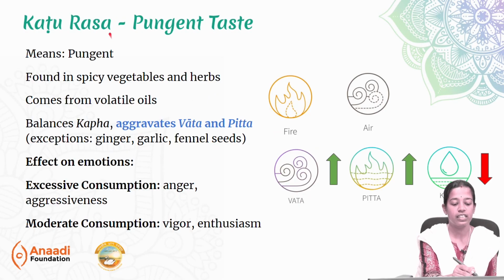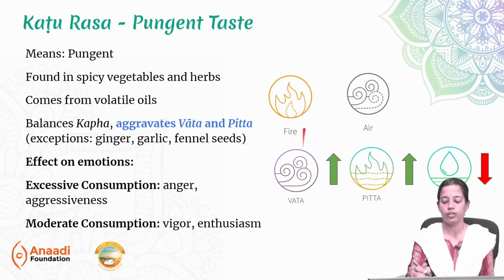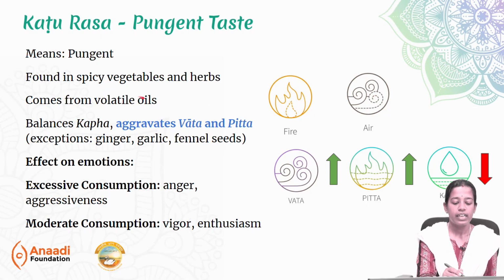Fourth is the Katu rasa or the pungent taste. The constituents of Katu rasa are the fire or the Agni and the air element. It's found in spicy vegetables and herbs. It comes from volatile oils.